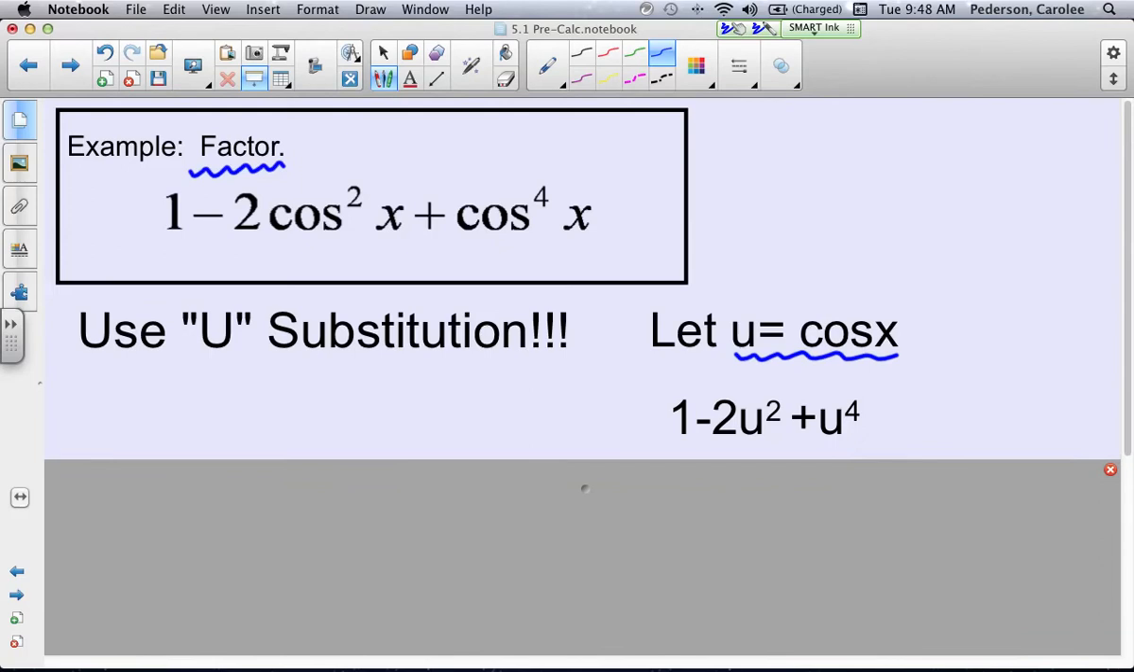So if I were to replace each cosine of x with the letter U, this is the trinomial that I'm going to factor. Do we have to substitute the U? You don't have to. No, you don't. It's not required. You could just factor it as it is like this. What we want to do with this trinomial is either use the chart method. We say what are the factors of the left and right side, add them together, and then you may want to check by FOILing it back out.